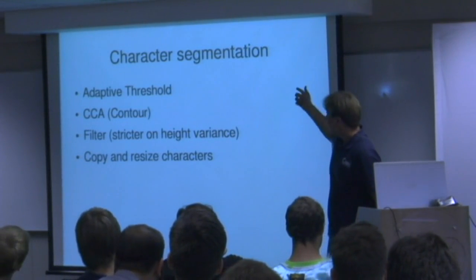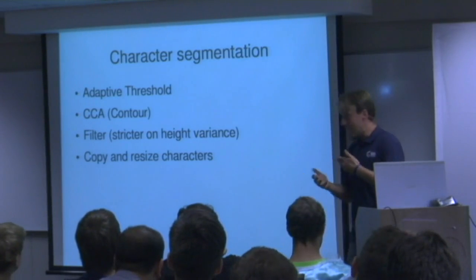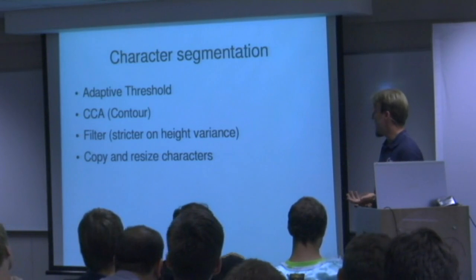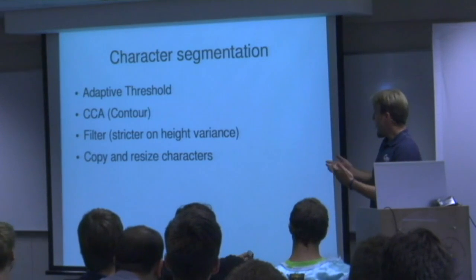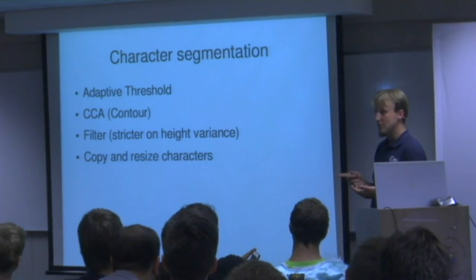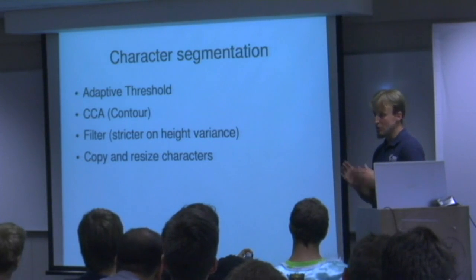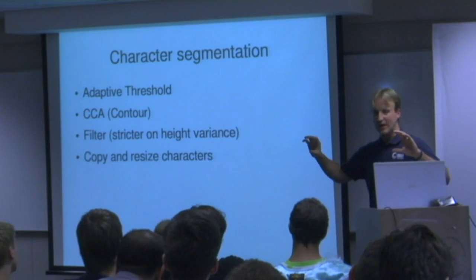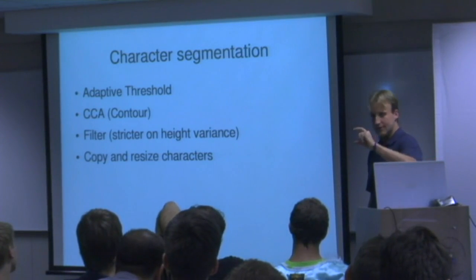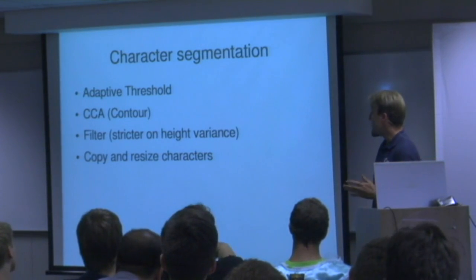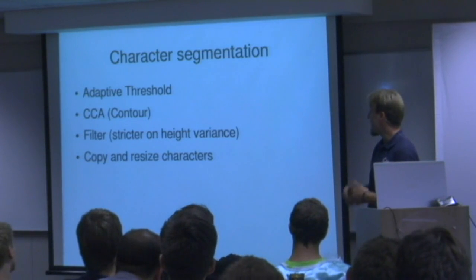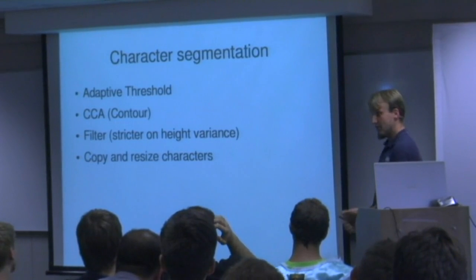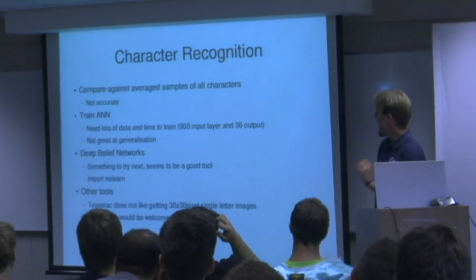So the character segmentation bit, that is where we actually pull them out. We adapt the threshold again. We again do the connected component analysis or the contour. We find the blobs, we filter them. The only difference this time is we are a little bit more strict on the size. Because we've already rotated the images to be in an upright plane, we expect them to be nigh on the same height. So we typically have about a 1 pixel variance at this point, and that gives a little bit more accuracy. We copy them out, and we feed them into the character recognition bit.